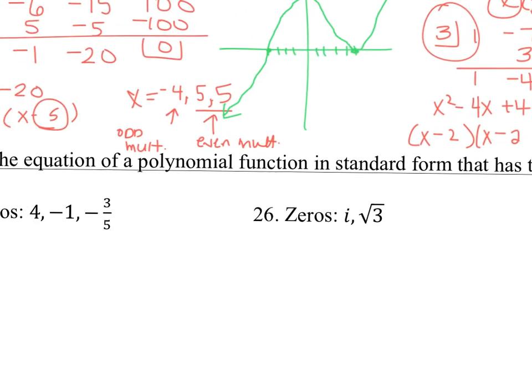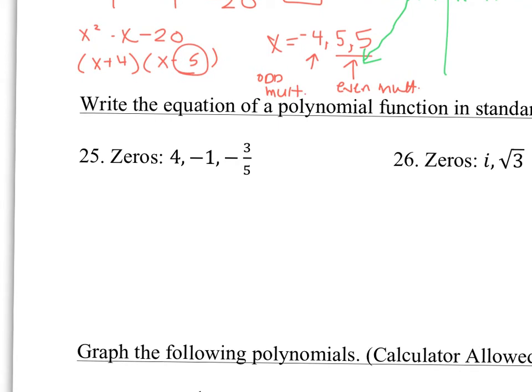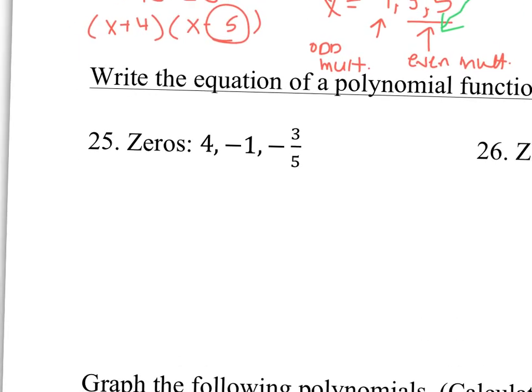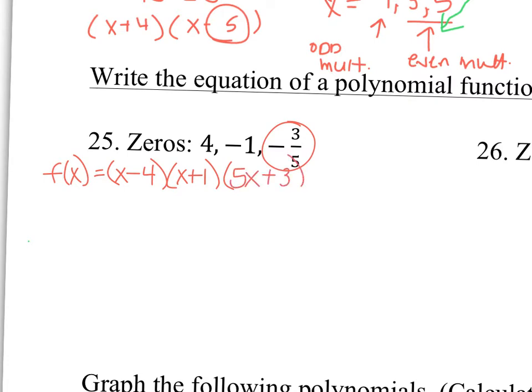So let's keep going. Next one says, write the equation of a polynomial function in standard form that has the following zeros. So, okay, I see all my zeros. So it doesn't tell me what to use, so I can use f of x, g of x, p of x, whatever I want. So I'll just do f of x. F of x equals, now I'm going to put all these in parentheses, so I take the opposite, x minus 4, x plus 1. And with this, when we have a fraction, remember the denominator goes up next to the variable. It's the opposite sign, and then it's 3.